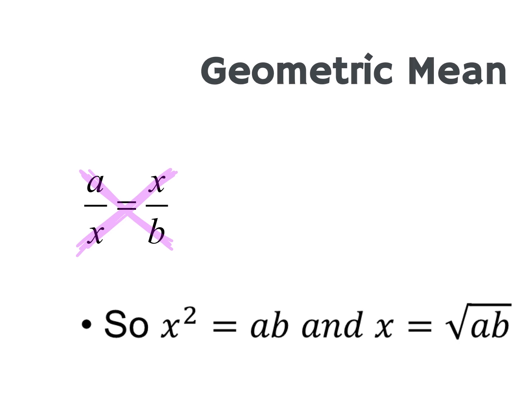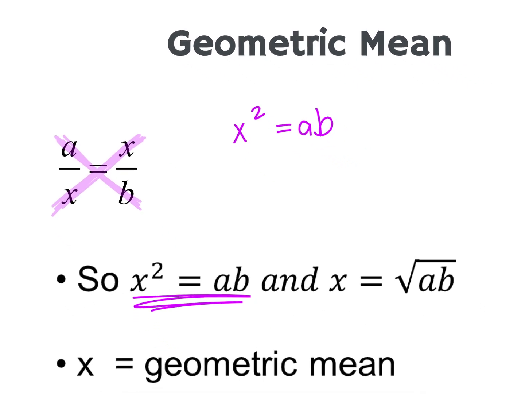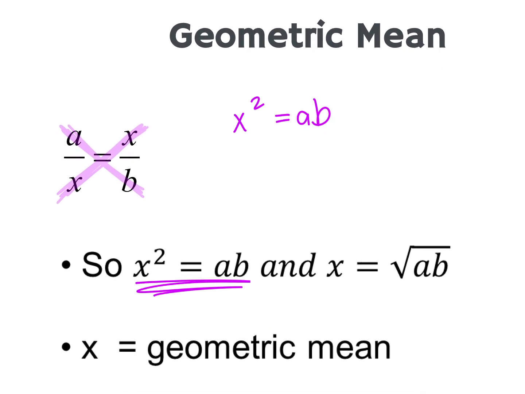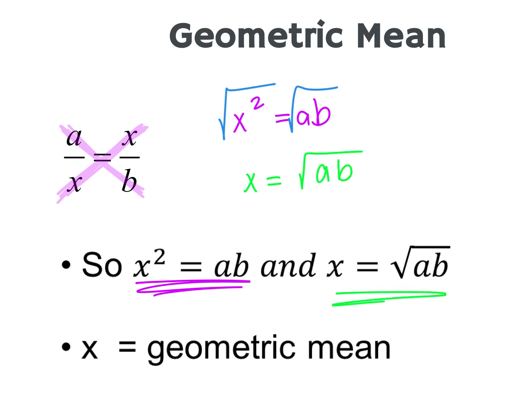I'm going to have, let me write it down, x squared equals ab. Okay, look at how I have it here. But how do I get rid of the squared? Square root it, and then left over I would have x equals the square root of a times b, and that's what I'm going to be using. Keep in mind the a next to the b means multiplication. I'm going to be multiplying them.